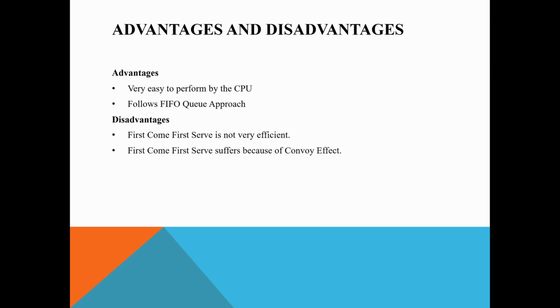Let's see the advantages and disadvantages of the first come first serve scheduling algorithm. First, the advantages. It is very easy for the CPU to perform and it follows just a first in first out queue approach. The disadvantage is that first come first serve is not very efficient. It suffers from the convoy effect because the process which enters the queue first will execute first. If a process enters last, it has to wait until all the processes complete their execution. That is one of the problems in the first come first serve scheduling algorithm.